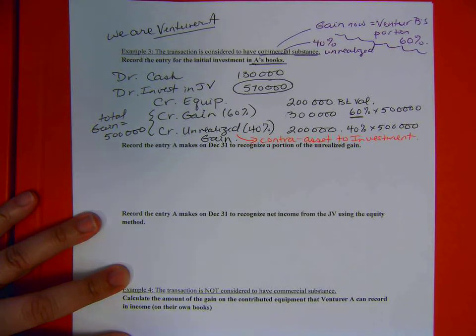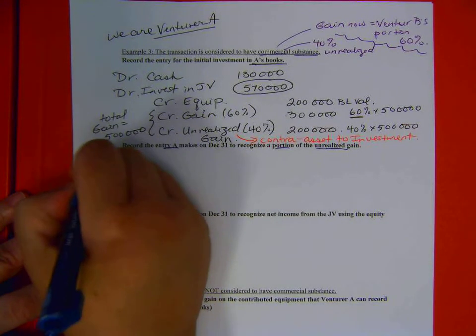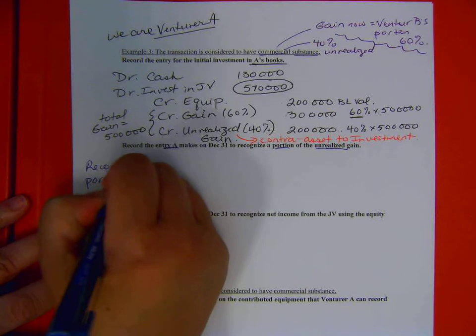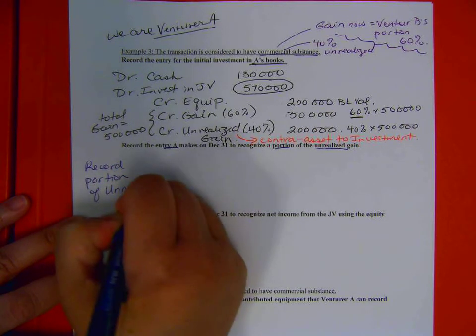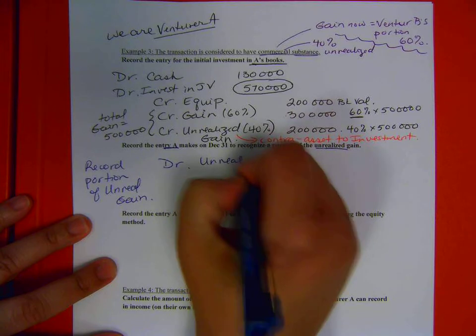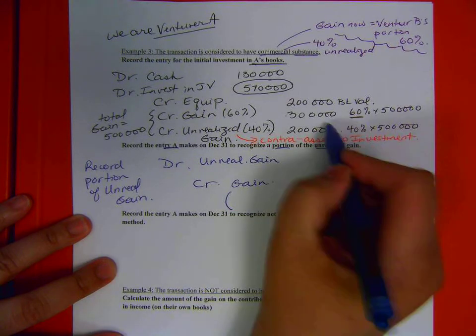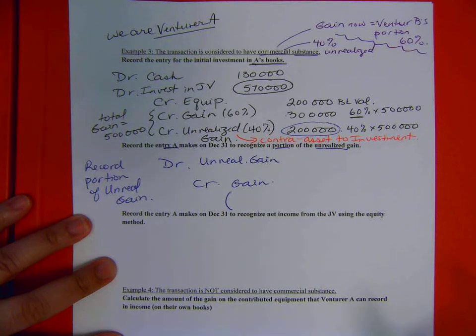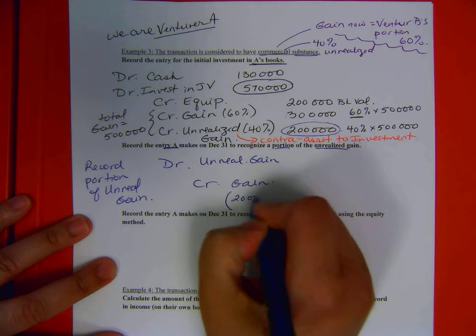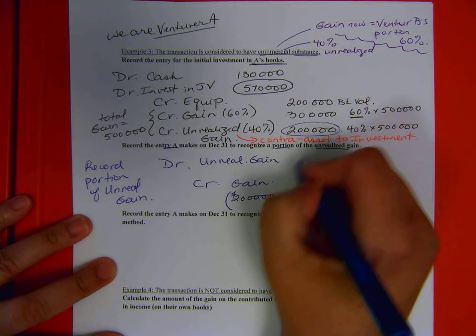So now we've got to record the entry that Venture A makes on December 31st to recognize a portion of the unrealized gain. So record portion of unrealized gain. We're going to debit the unrealized gain and we're going to credit the gain. And all we're doing is taking this amount of the unrealized gain and spreading it over the 10 years, or however many years the life of the asset is that we contributed. So it's $200,000 over 10 years, which gives us 20,000.